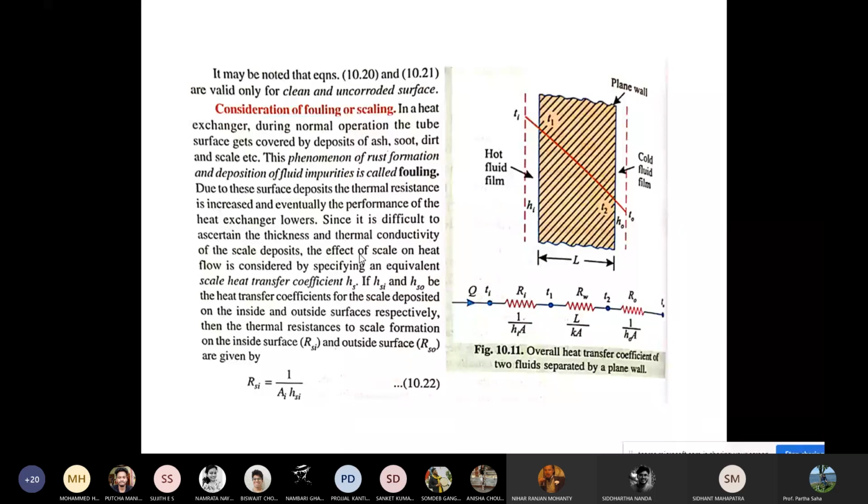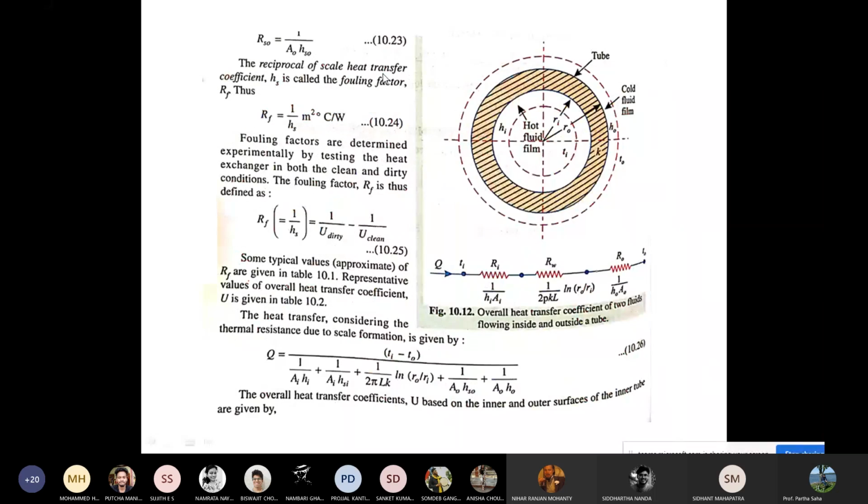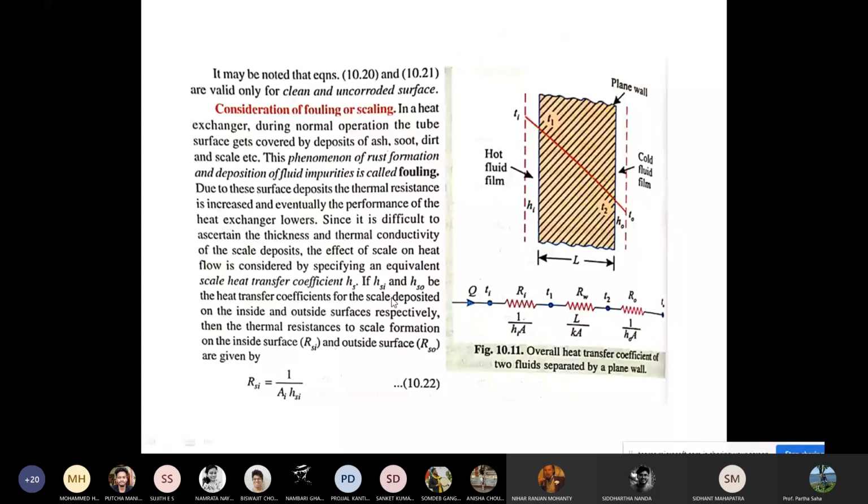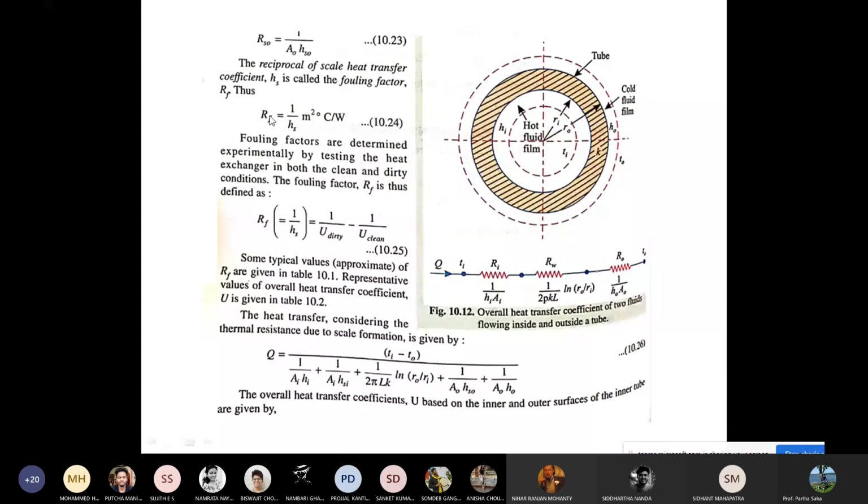So we come out with a strategy where we determine the scale heat transfer coefficient. You can see it is given by hs, and hsi and hso are the scale heat transfer coefficients for inside and outside respectively. This is related to the thermal resistance for inside and outside, given by Rsi or Rso by this expression, right? So this fouling factor comes into play, which we will come to on the next slide. So Rsi is 1 over Ai hsi and Rso is 1 over Ao hso. And the reciprocal of the scale heat transfer coefficient, that is 1 over hsi or 1 over hso, is known as the fouling factor, which has units of meter square degree C per watt.